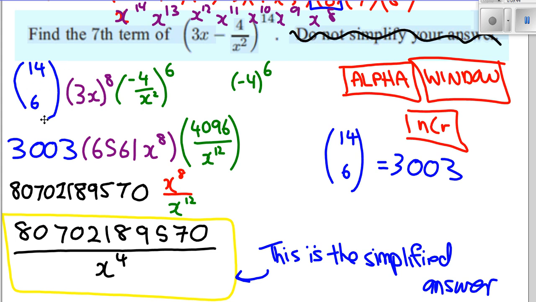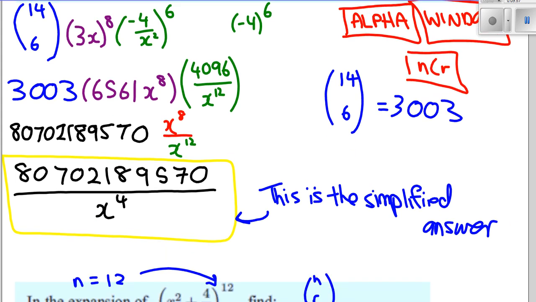Then 3x to the power of 8, and the sign is important, so it's negative 4 over x squared to the power of 6, and so on. So we filled in those. And then you notice there was a little bit of exponent law stuff. So 3003 times that, but don't forget these three numbers together gave us a big number that actually didn't fit on your calculator, unfortunately. That's because I've made up the question. In the exams they'll tend to make ones that do fit on your calculator, because this is 10 digits and your calculator can only fit 9.